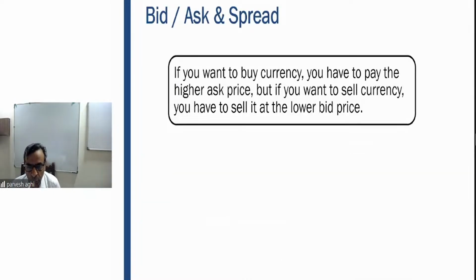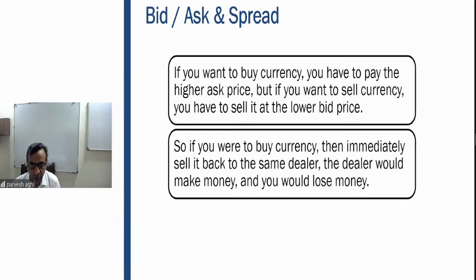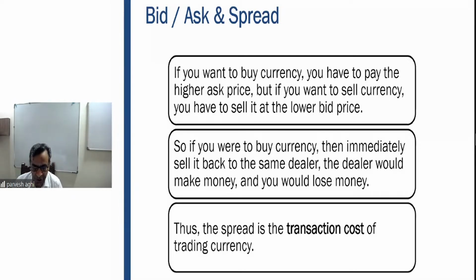So if you want to buy currency, you have to pay the higher price. But if you want to sell the currency, you have to sell it at a lower price. Okay. So the bid is lower, which is your selling price, and if you want to buy, you have to pay the ask price, which is the higher price. So if you were to buy a currency and then immediately sell it back to the same dealer, the dealer would make money and you will lose money. That doesn't require any explanation. Thus, the spread is the transaction cost of trading currency.